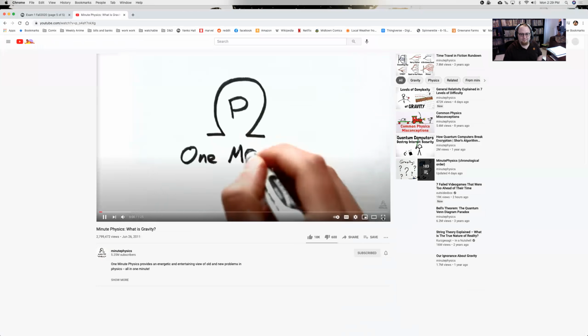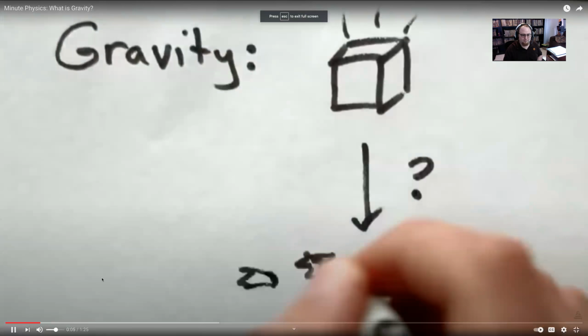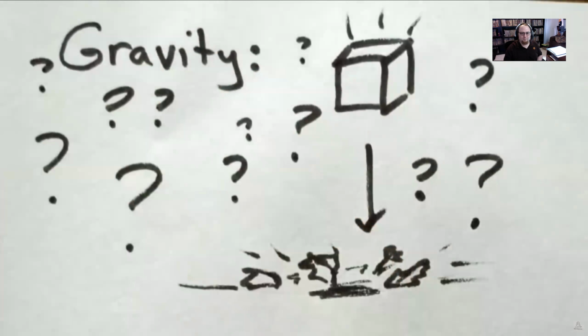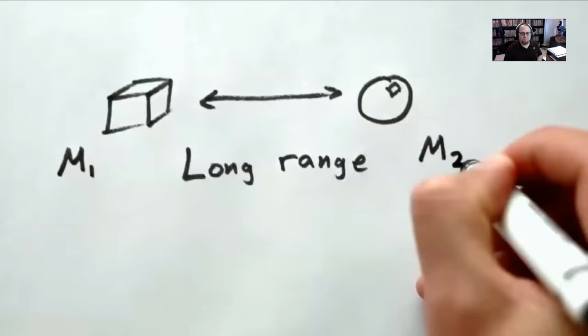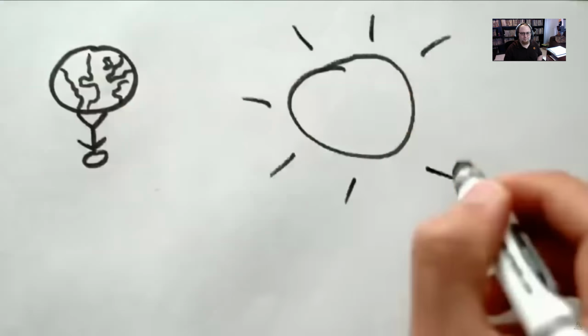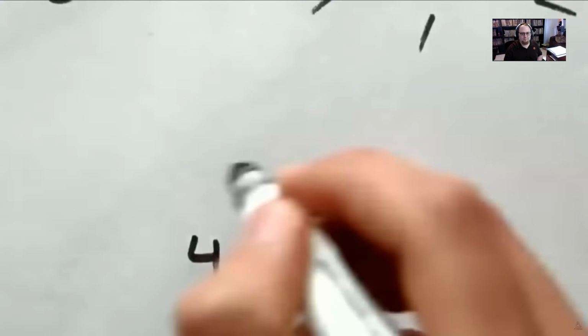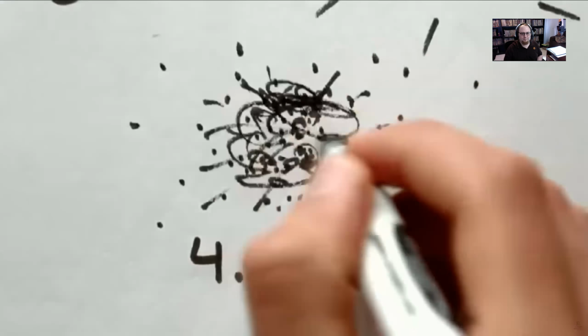So here's the thing on gravity. We're all familiar with gravity as the reason objects fall, but there's much, much more to gravity than that. Gravity is a long-range attractive force between all objects with mass. It's what keeps us from falling off the Earth, it's what keeps the Earth in orbit around the Sun, and it's what caused the Sun itself to form 4.5 billion years ago.